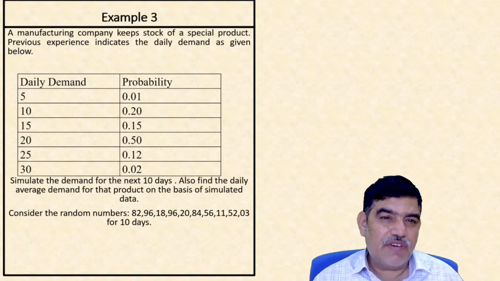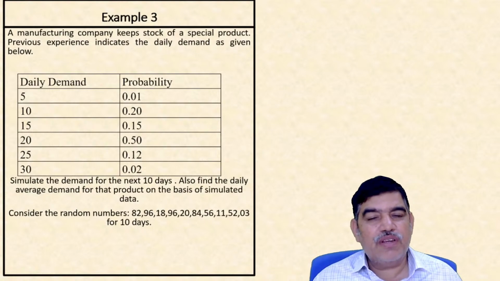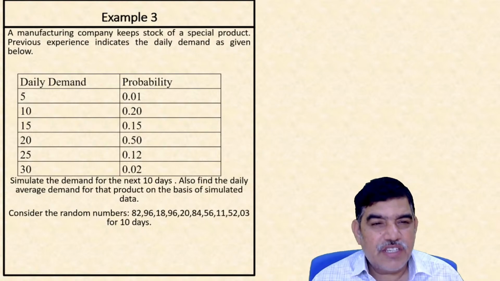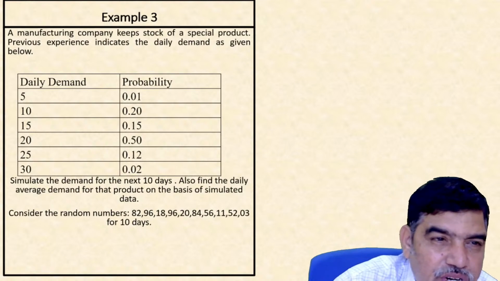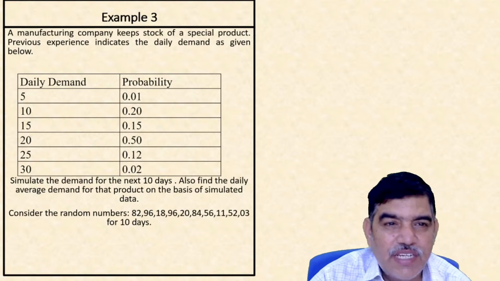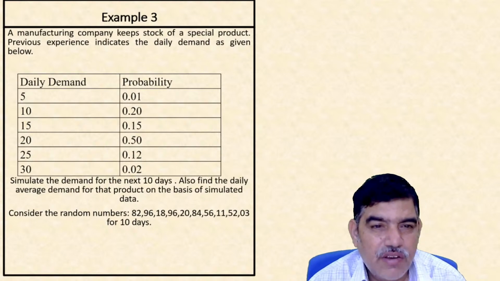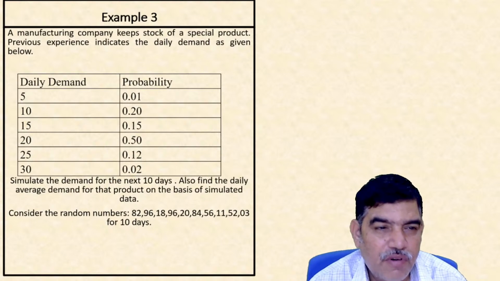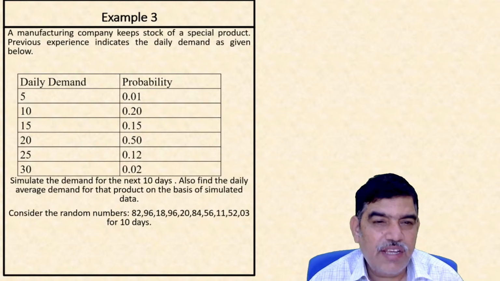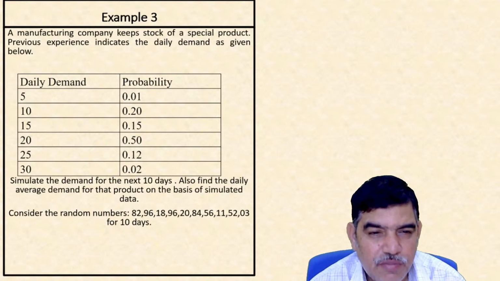So daily demand is 5, the probability is 0.01. Daily demand is 10, the probability is 0.20. Daily demand is 15, the probability is 0.15. For daily demand 20, the probability is 0.50. For demand 25, the probability is 0.12. For 30, the probability is 0.02.